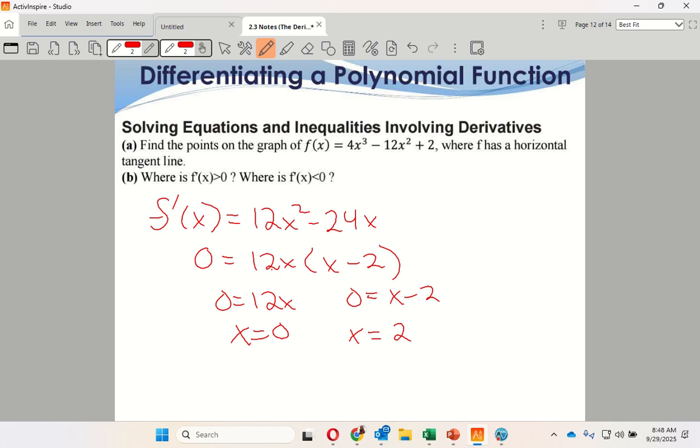Okay, so what this is asking right here is where is the slope going to be positive and where is the slope going to be negative? So start by just creating a number line. And at 0, 2, so all I know is that the slope is going to be 0 right here, and it's 0 right here. So I am just going to check what my derivative is going to give me, if it's going to be a positive slope or a negative slope.